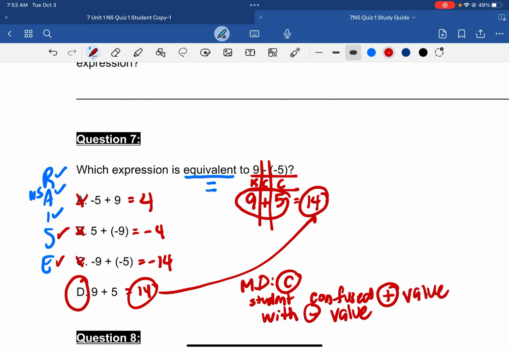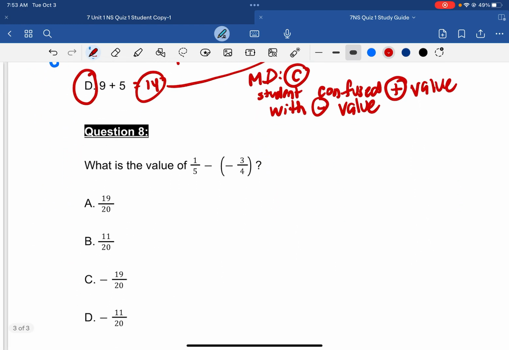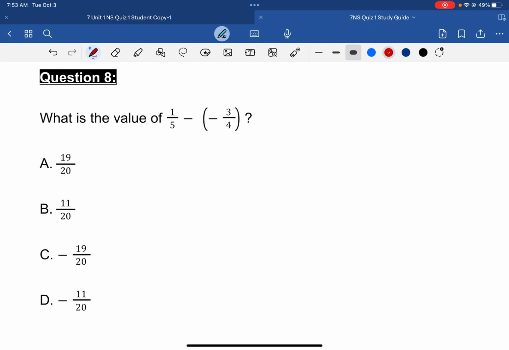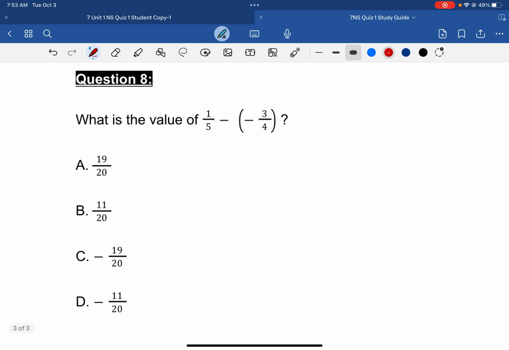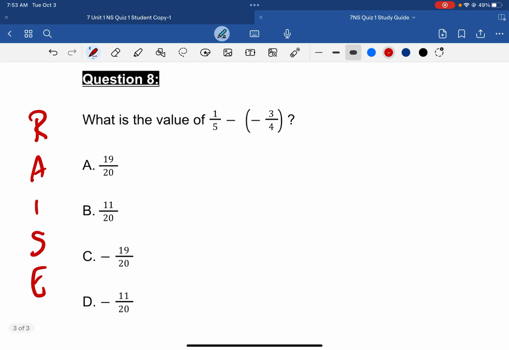Let's move on to the last question, which is question 8. And this is all a calculator question. So even though it's multiple choice, as always, we'll start with RAISE. We'll read the question. What is the value of 1/5 minus negative 3/4? We're dealing with negative and positive fractions, so that is an NS question type. Identify key facts. This expression is really the only fact that we have.